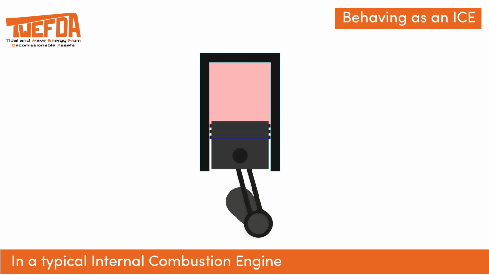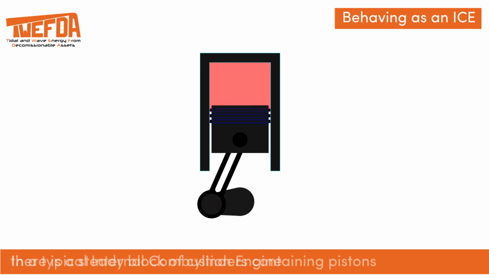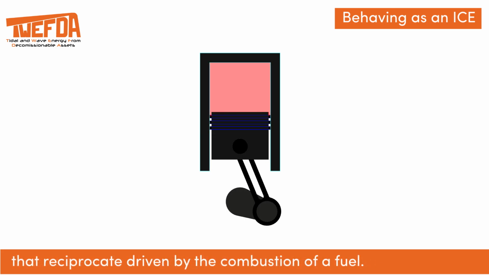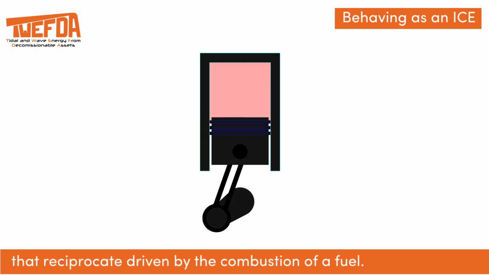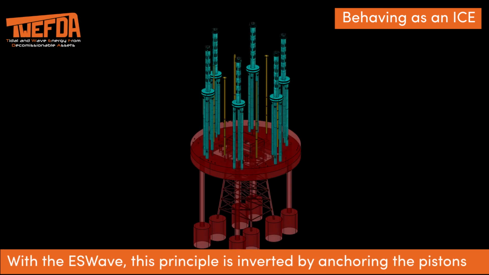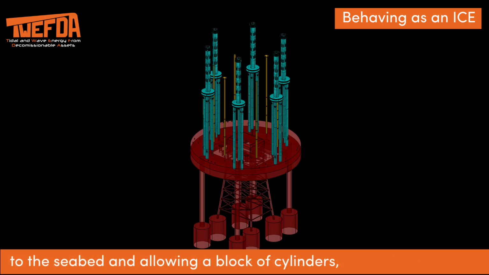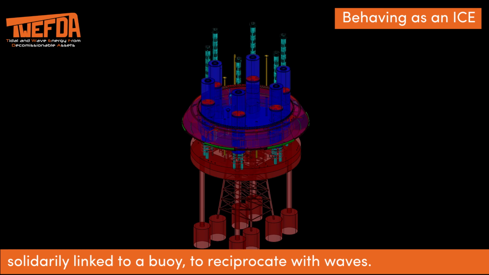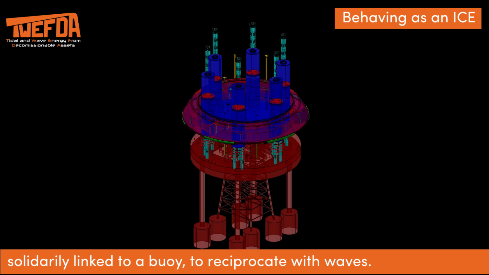In a typical internal combustion engine, there is a steady block of cylinders containing pistons that reciprocate, driven by the combustion of a fuel. With the ESWave, this principle is inverted by anchoring the pistons to the seabed and allowing a block of cylinders solidarily linked to a buoy to reciprocate with waves.